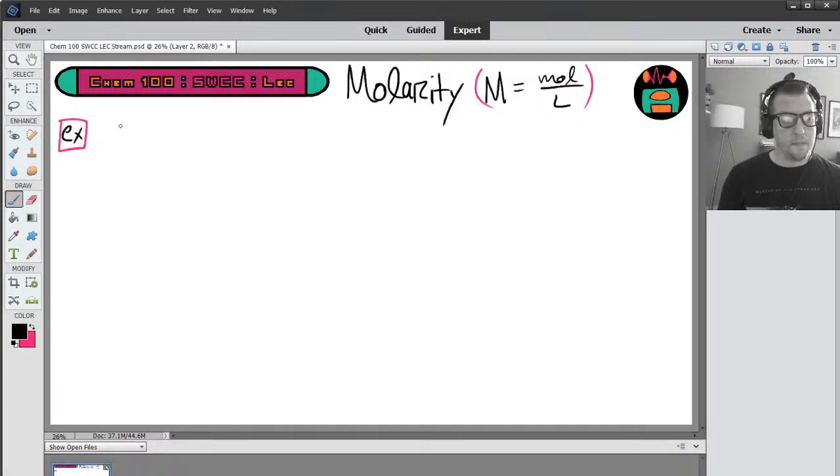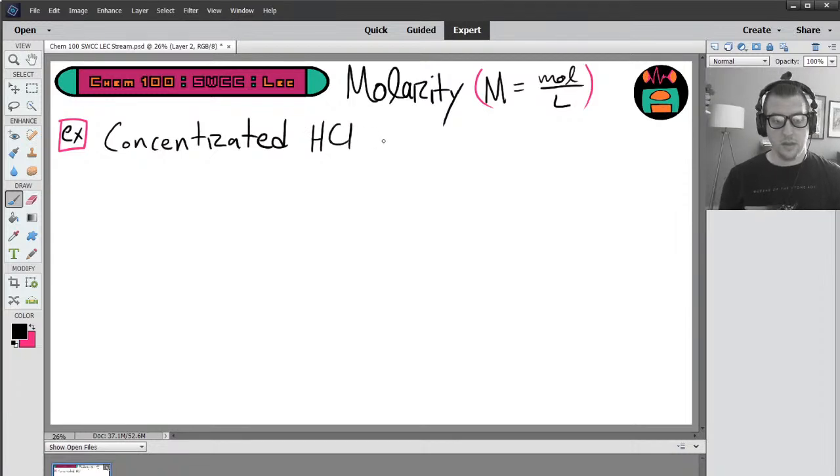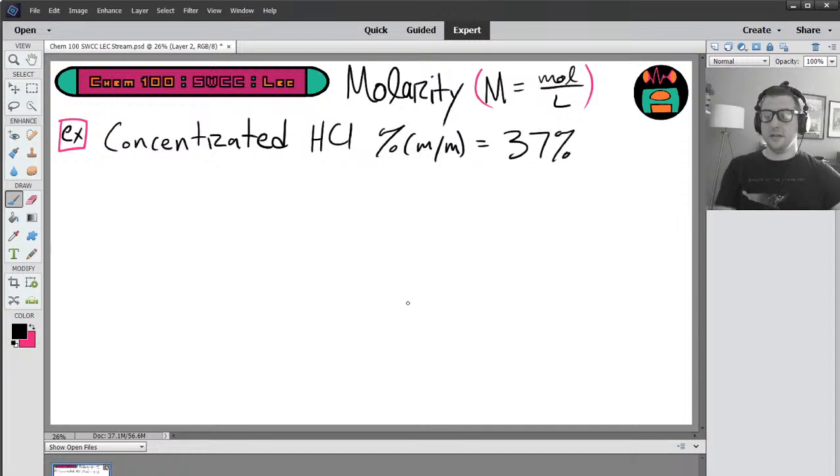So, concentrated HCl, the most concentrated solution of hydrochloric acid you can buy, has a mass percent of 37% by mass. All right, so 37% HCl by mass is the most concentrated solution of hydrochloric acid money can buy.